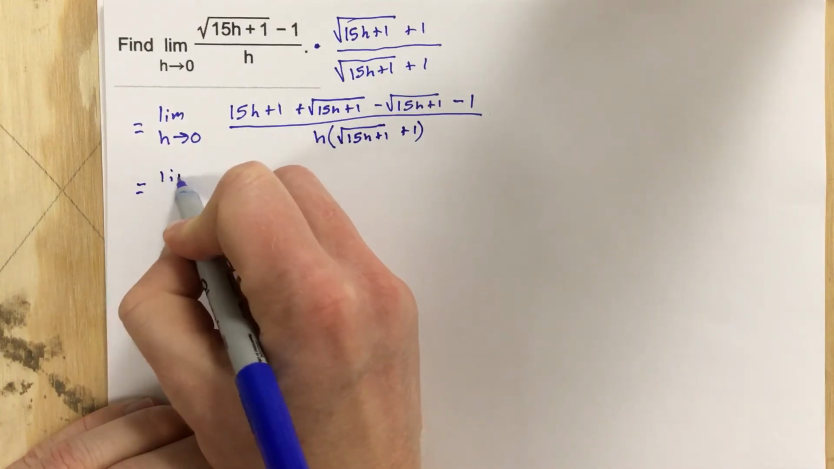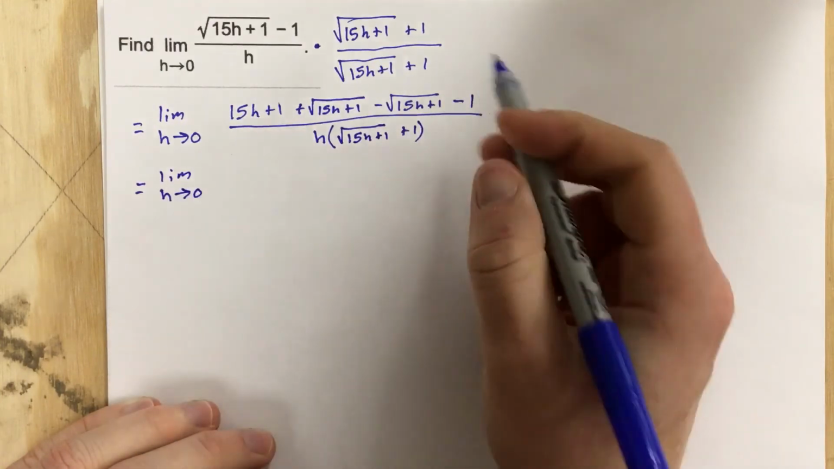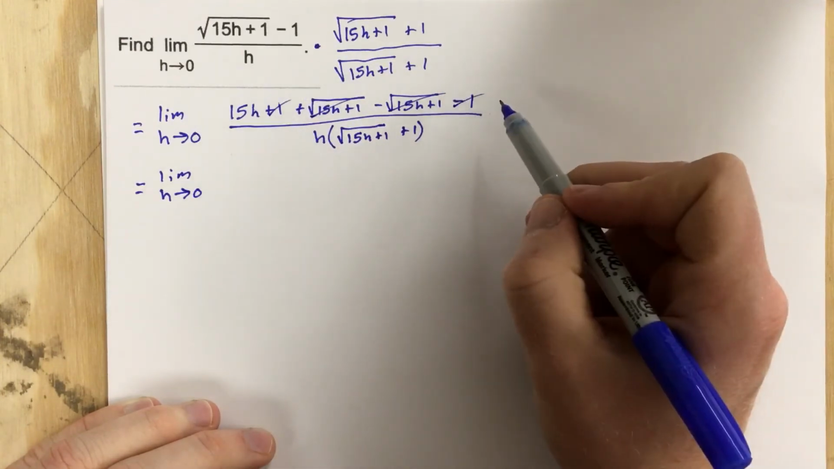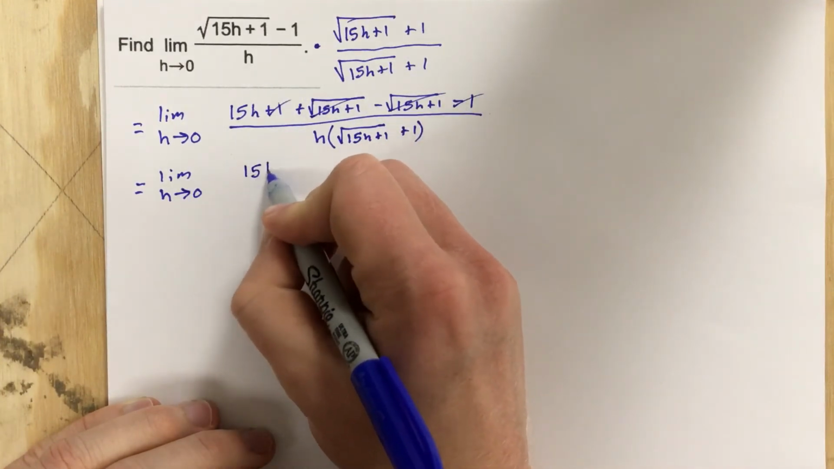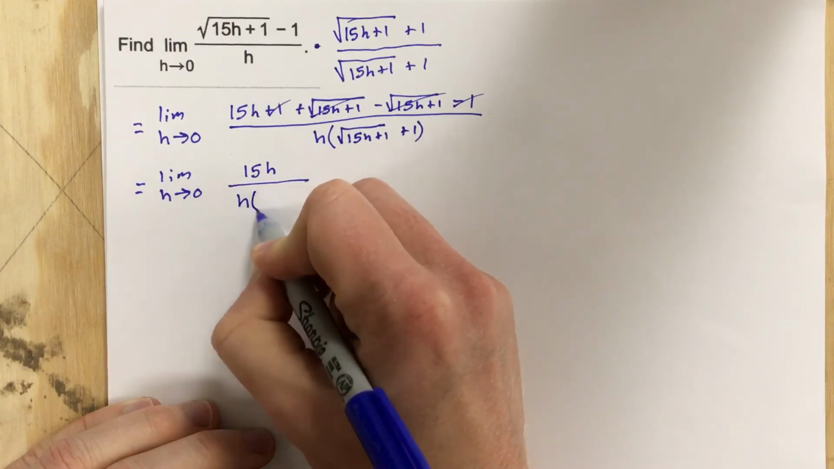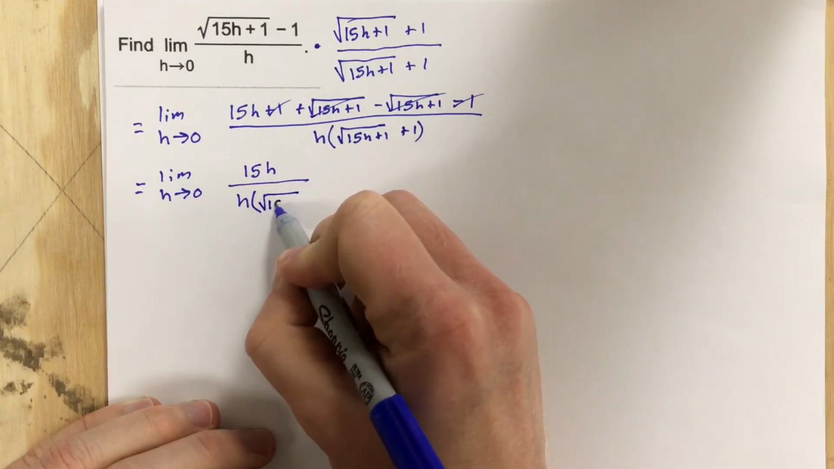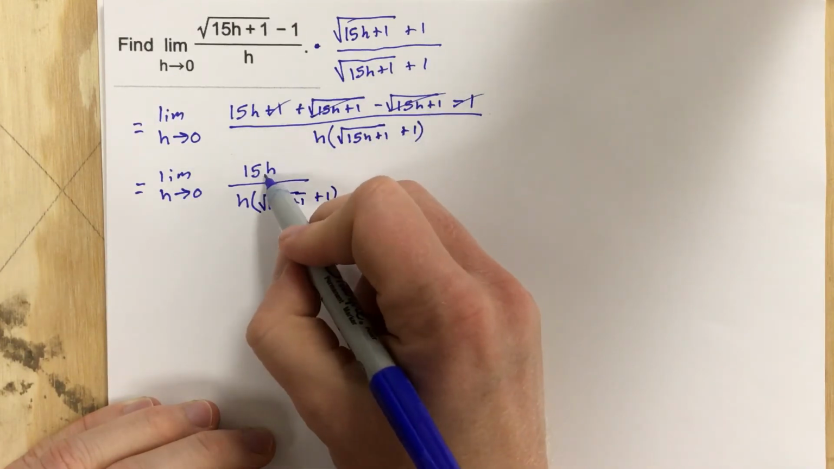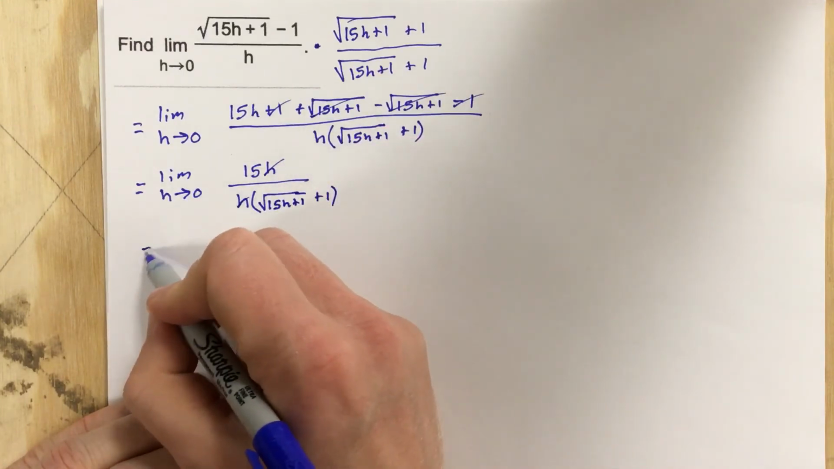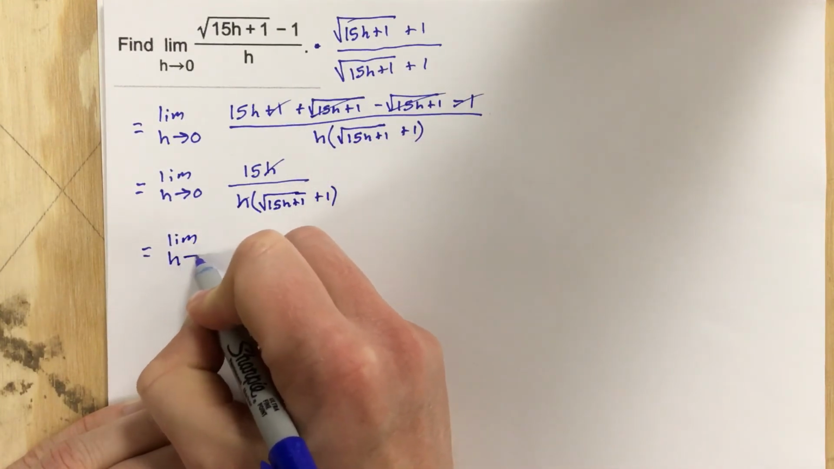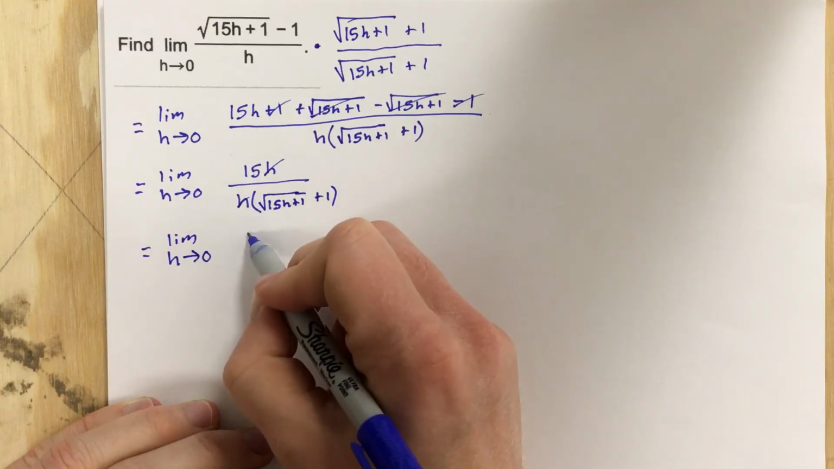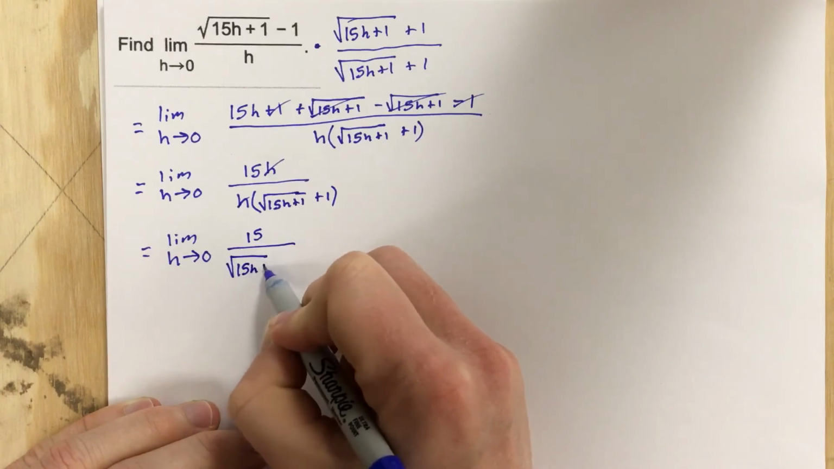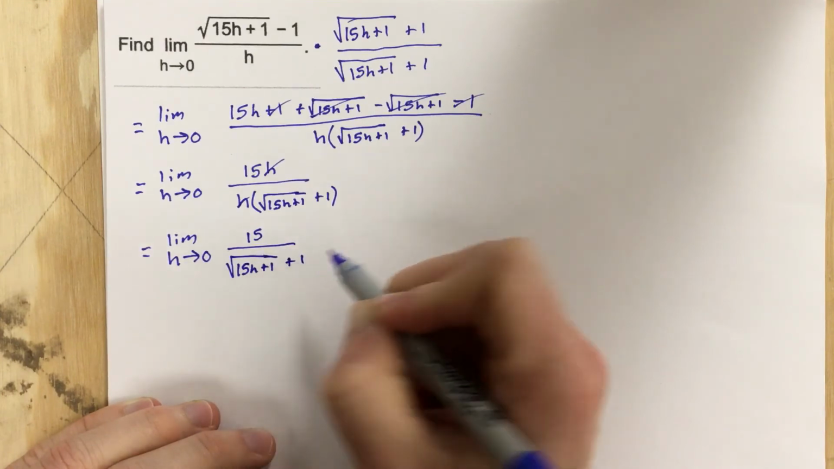That equals the limit as h approaches 0. This will cancel with this. 1 and negative 1 cancel. And I end up with 15h over h times root 15h plus 1 plus 1. The h's cancel, and I'm left with the limit as h approaches 0 of 15 over radical 15h plus 1 plus 1.